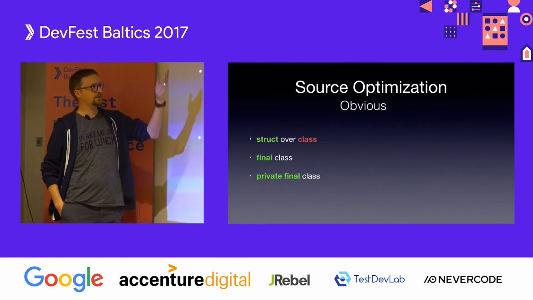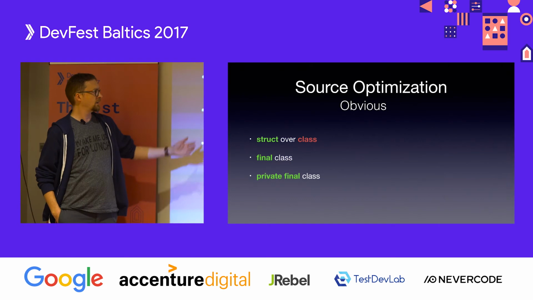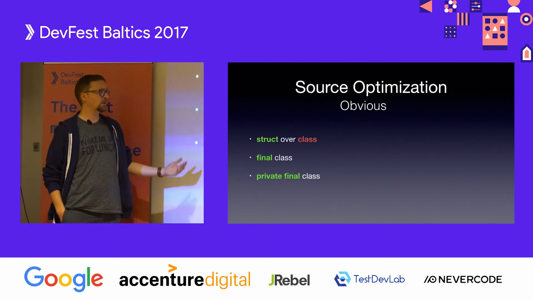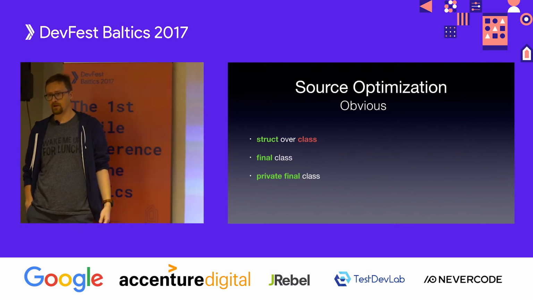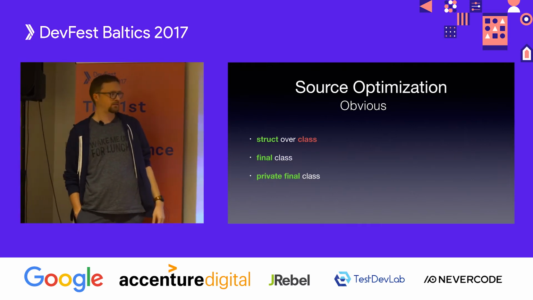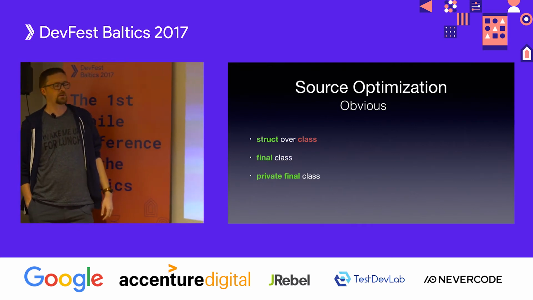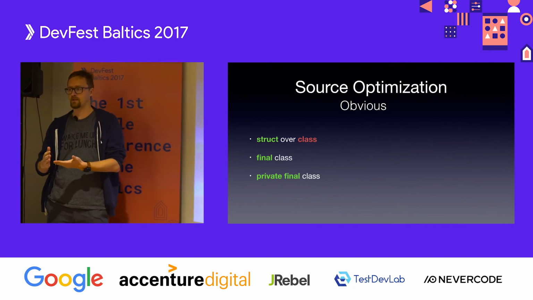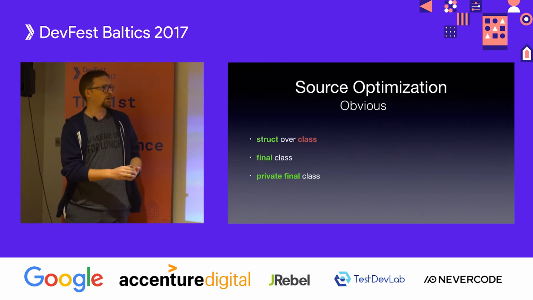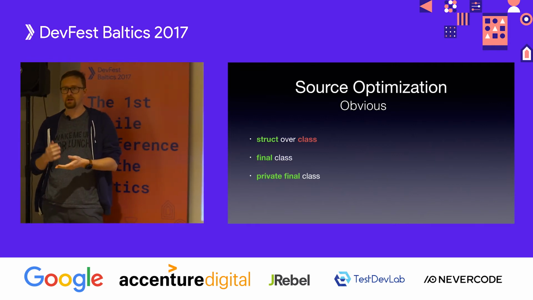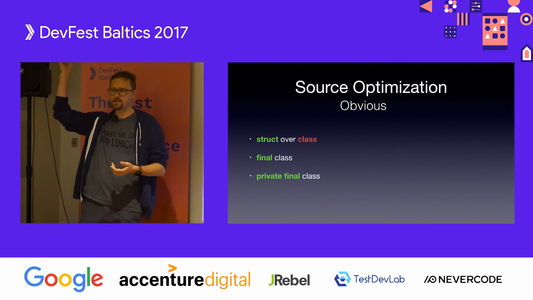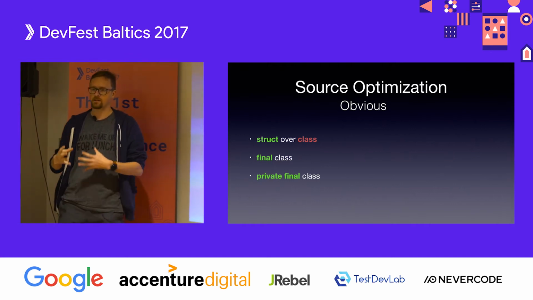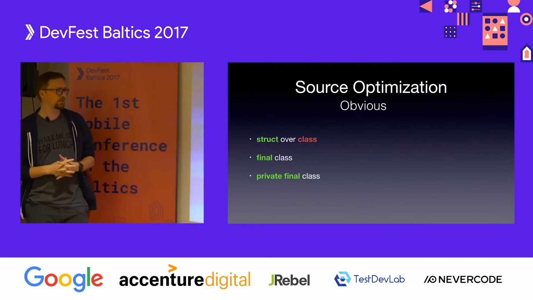Some obvious optimizations. Struct over class. Well, the struct is faster by design. The struct is just bits or bytes of data in memory, while a class has to look at the witness table and all that stuff, check if there's inheritance. Like there's more happening during the call.